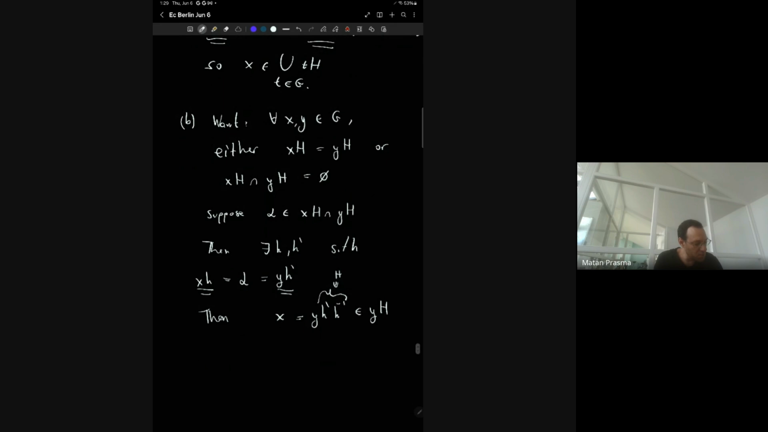Now I do the same trick for y. I can express y as x h h prime to the minus 1. So I conclude that y is an element in the coset of xH.